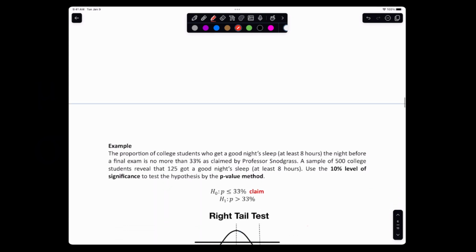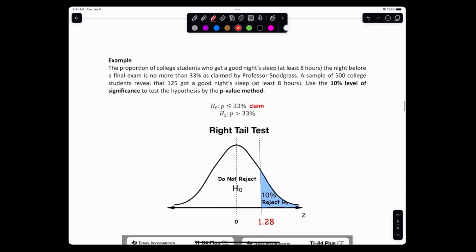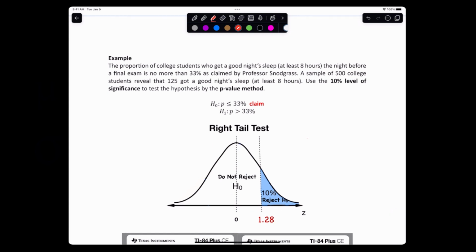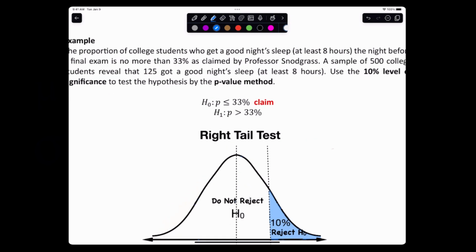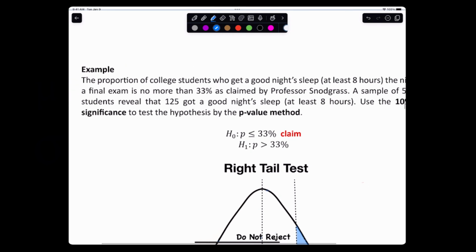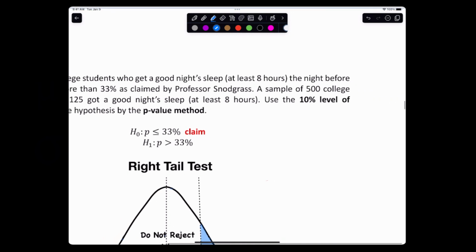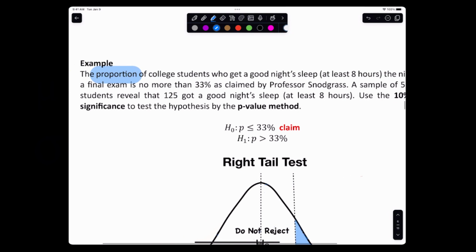Let's give you guys another example. In the notes, I have another example for you. It's a right-tail test. Let me show you why. Okay, so in our notes, what do we say here? Let's read this. The proportion of college students who get a good night's sleep the night before a final exam is no more than 33%, as claimed by Snodgrass.